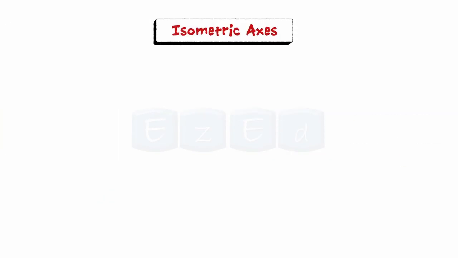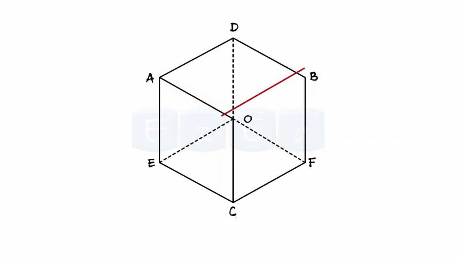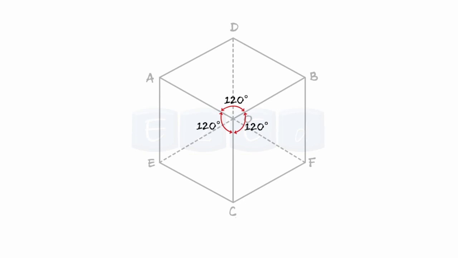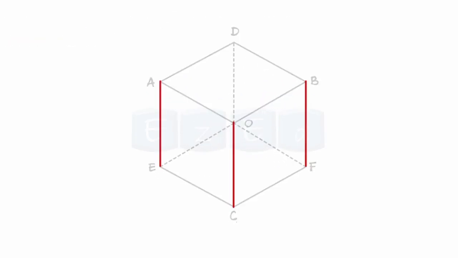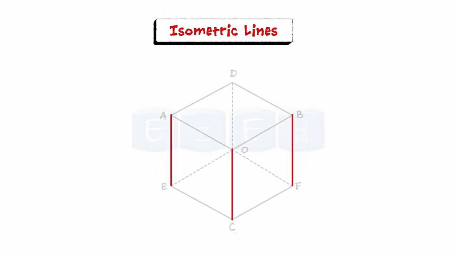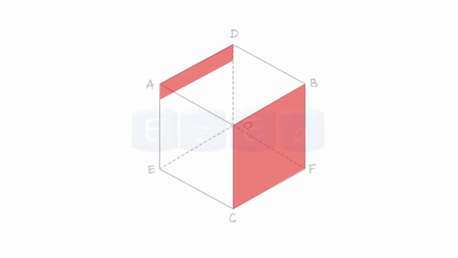Next is isometric axis. The lines OA, OB, OC, representing the edges of the cube, are equally inclined to each other at 120 degrees and are termed as the isometric axis. Next is isometric lines. The lines parallel to these axes are termed as isometric lines. Next is isometric planes. The planes representing the faces of the cube and other planes parallel to these planes are known as isometric planes.